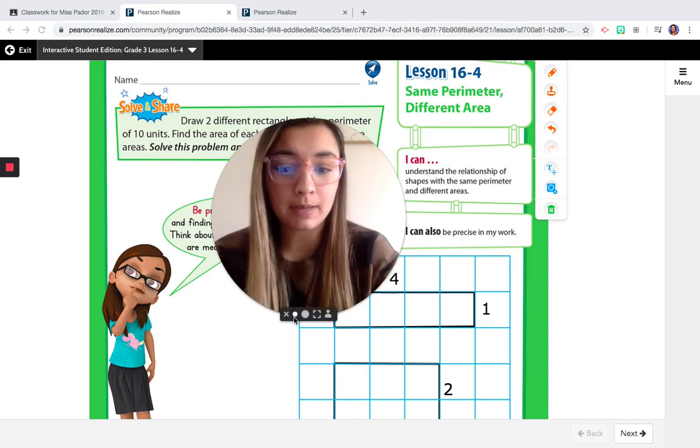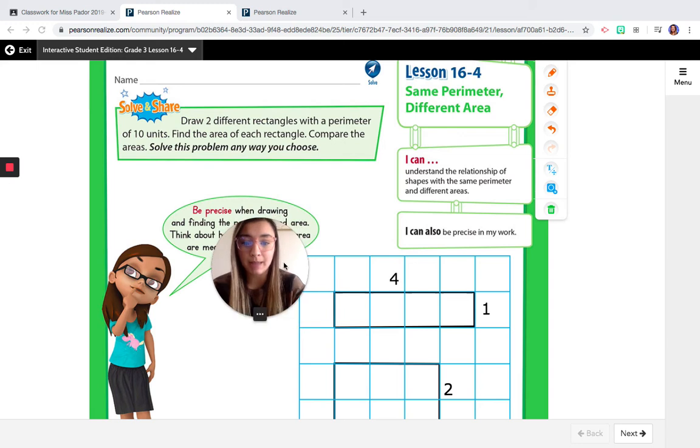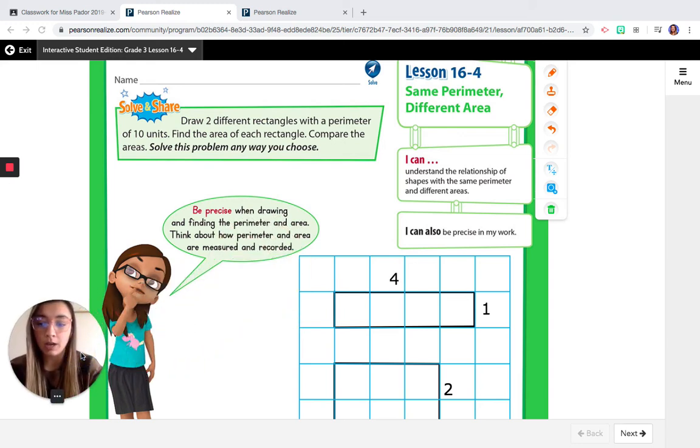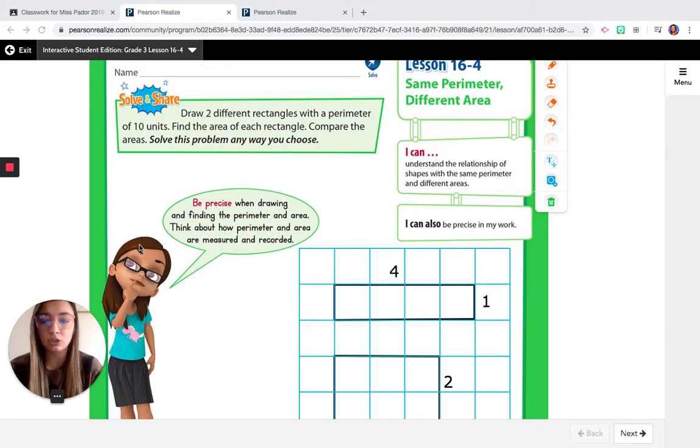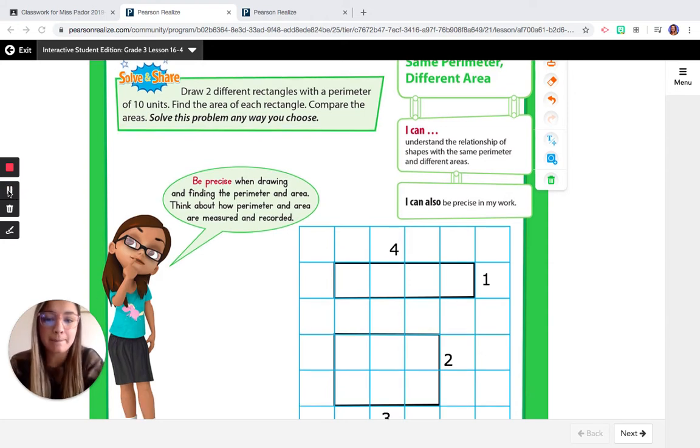So I'm going to make myself smaller just like last time and put myself in the corner so you can still see me while I am explaining, but that you can focus your attention here on the page. And let's get started. All right, so let me read the solve and share problem to you.